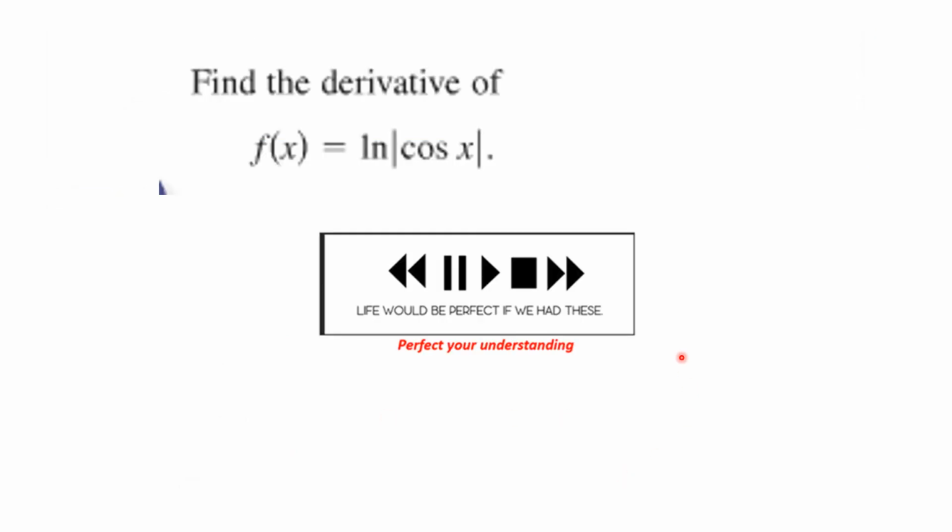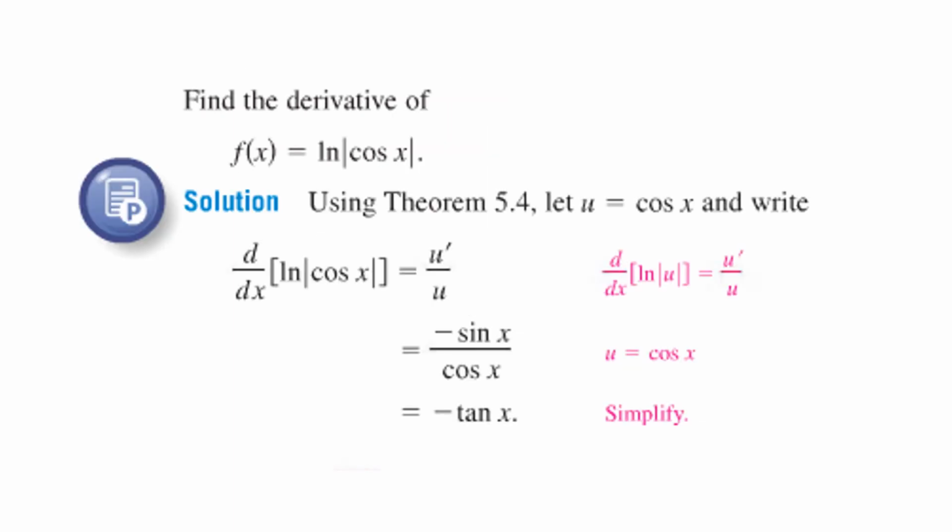Here's a problem for you to consider. Find this derivative. You know what to do. Let's see how you did. It's just going to be the derivative of the cosine, which is minus sine of x, over cosine of x, and that is simplified as negative tangent of x.